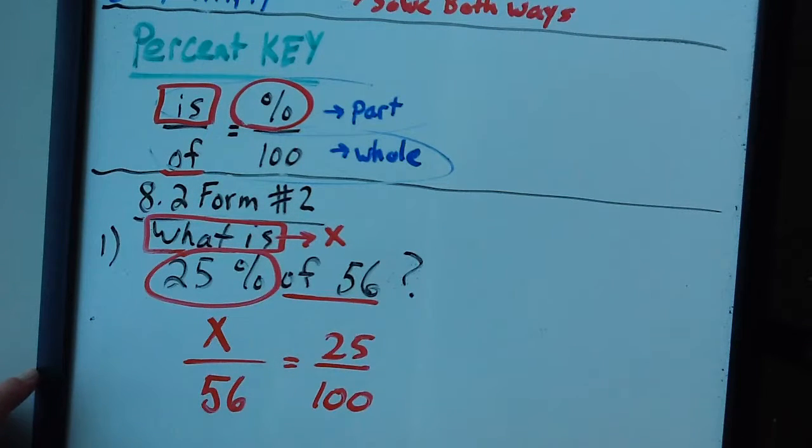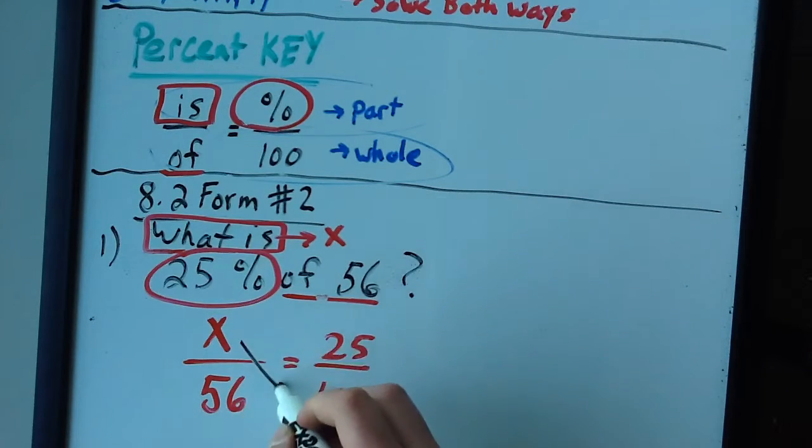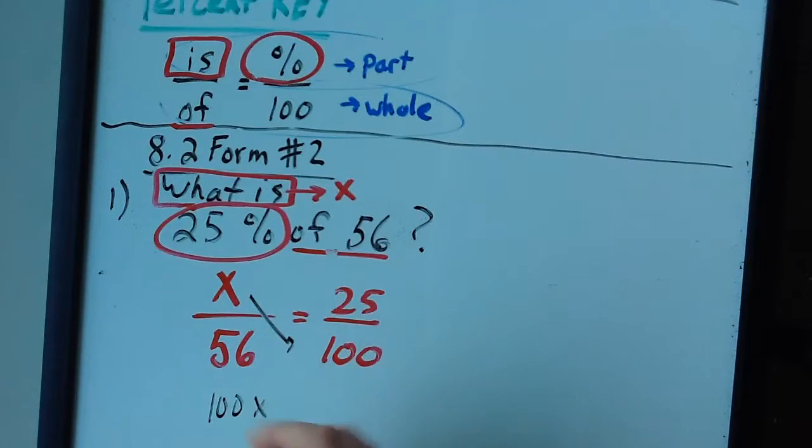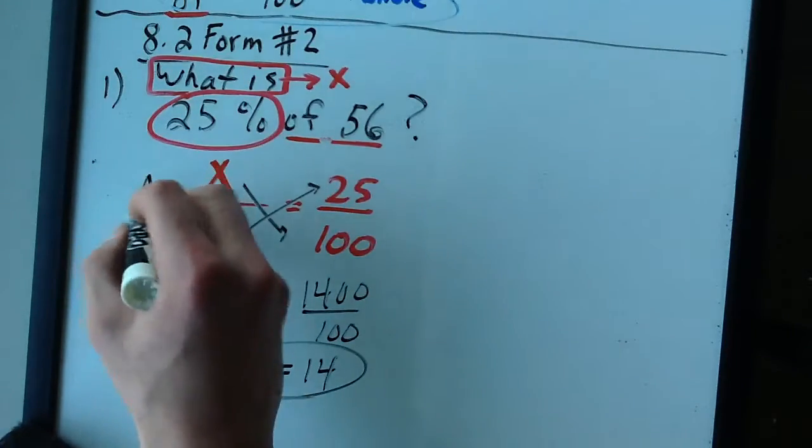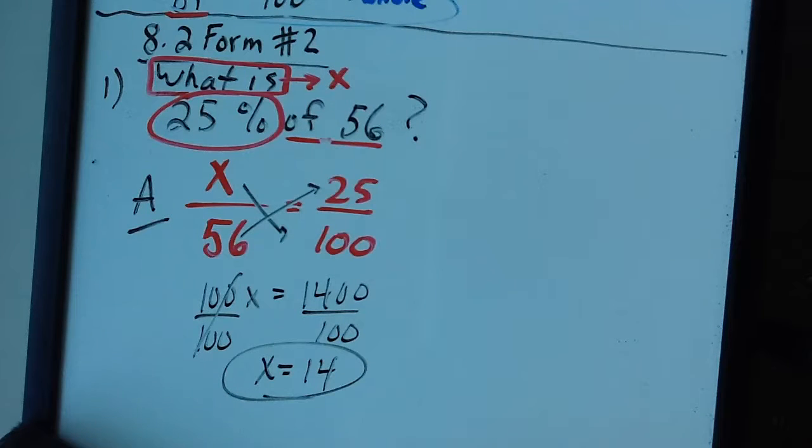Once I plug in each of those things, the is, which is the unknown, the percent, and the whole, 56 is my whole in this problem, now I have a proportion I can cross multiply and divide. x times 100 is 100x, 56 times 25 is 1400, and then I divide both sides by the coefficient and I get x equals 14. So this is the first way. I could call that 1a. We set up a proportion, and this time I'm showing you how to use the percent key.